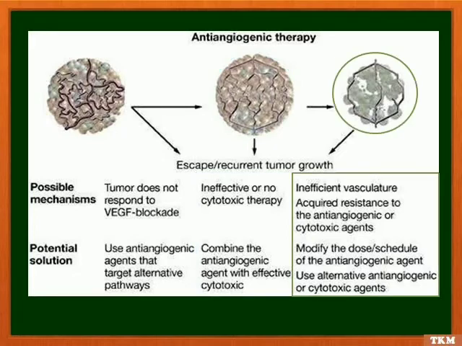If inefficient vasculature acquires resistance to the anti-angiogenic or cytotoxic agent, then what can be done is to modify the dose or schedule of the anti-angiogenic agent, or use alternative anti-angiogenic or cytotoxic agents. So these are the several possible mechanisms by which the tumor can escape the anti-angiogenic therapy, and that can also lead to recurrent tumor growth, but these are also the possible solutions for that.